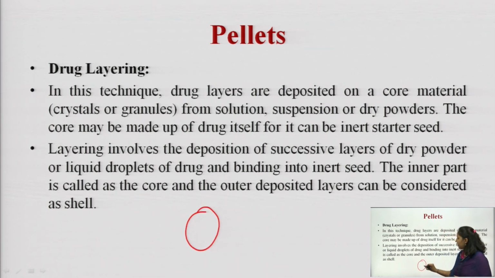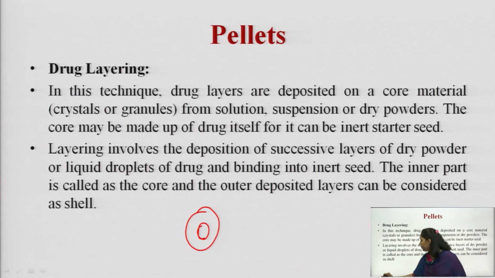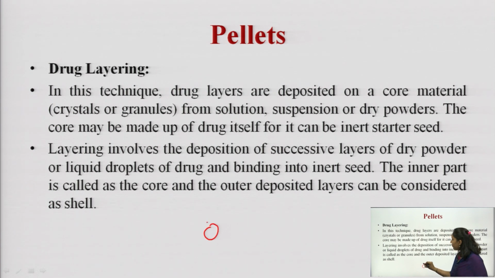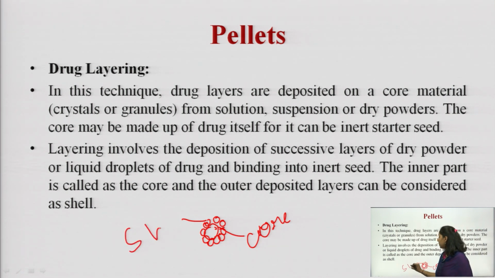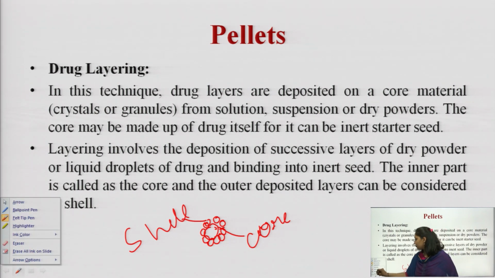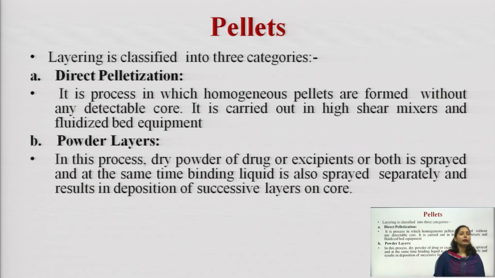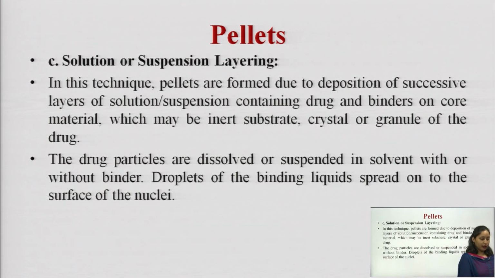So, the inner core material is the one on which we deposit the successive layers of the drug, either in the form of powder or in the form of liquid droplets. The inner portion is called the core, and the outer layer is called the shell. Now, layering is classified into three categories: direct pelletization, powder layering, and the third one, solution or suspension layering.